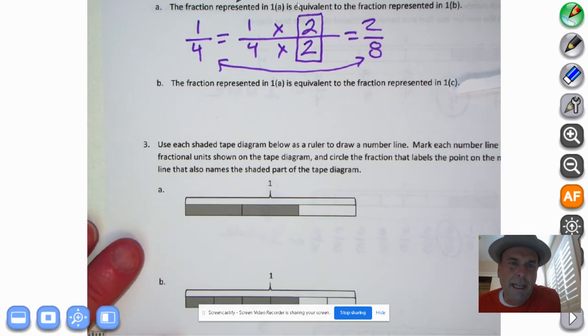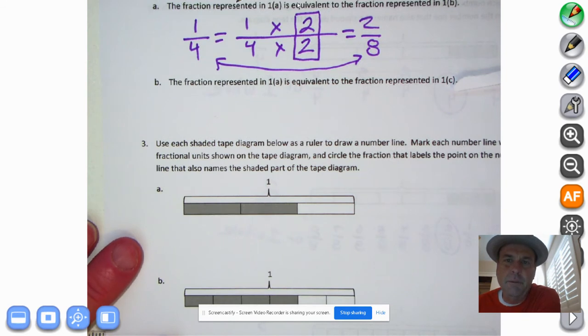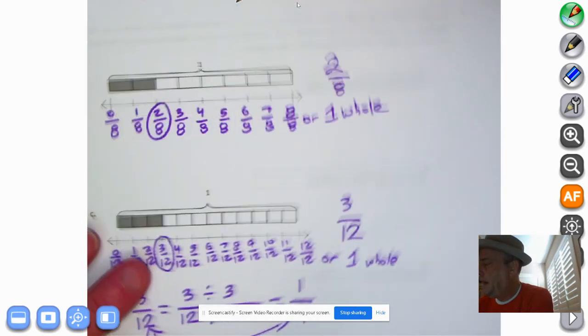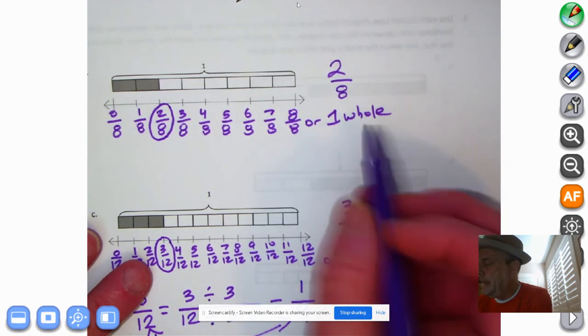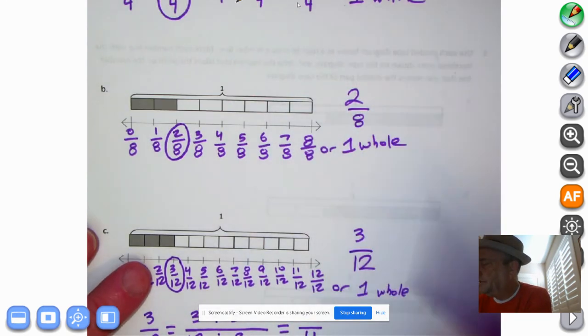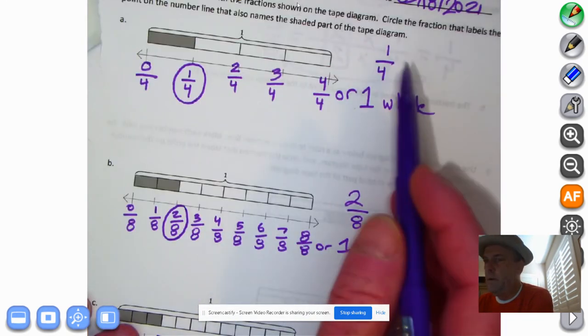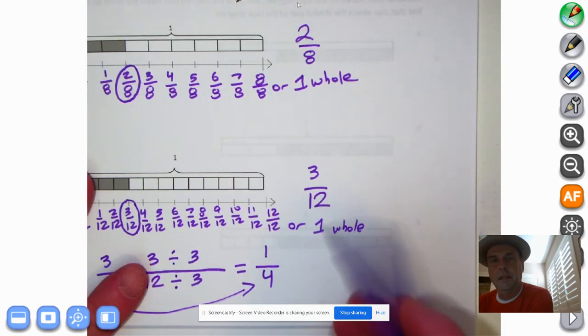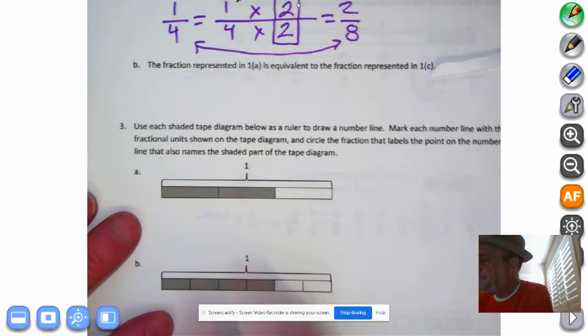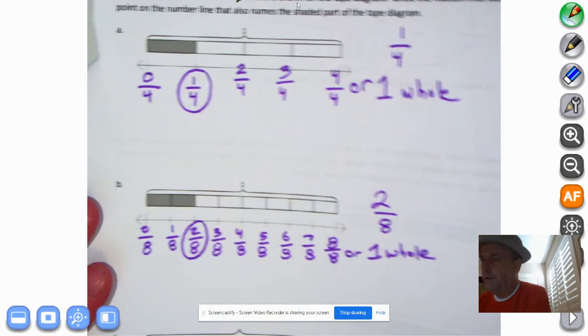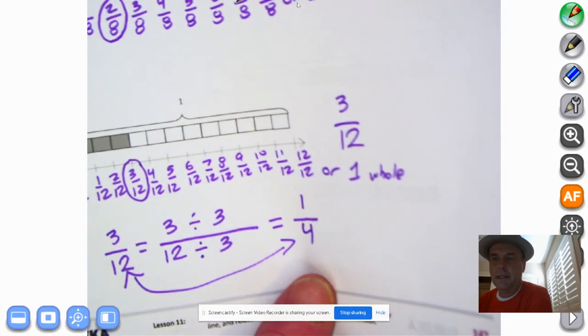Let's go down to 2b. The fraction represented in 1a is equivalent to the fraction represented in 1c. How can this be? So they're saying 1/4 is equivalent to 3/12. Well, let's go ahead and prove that using multiplication. What was it again? 1/4 to 3/12.